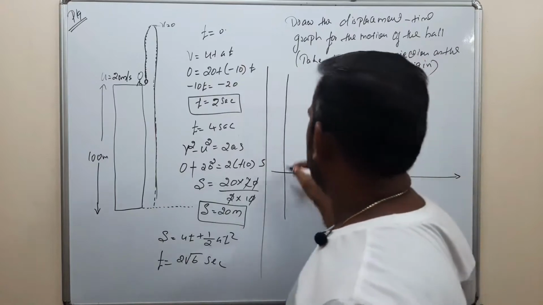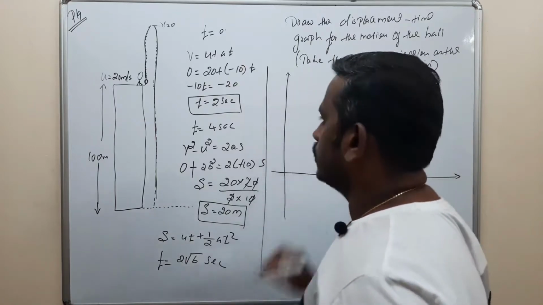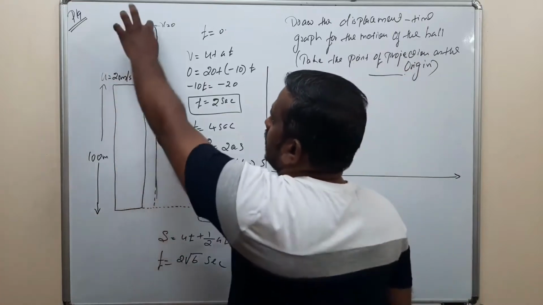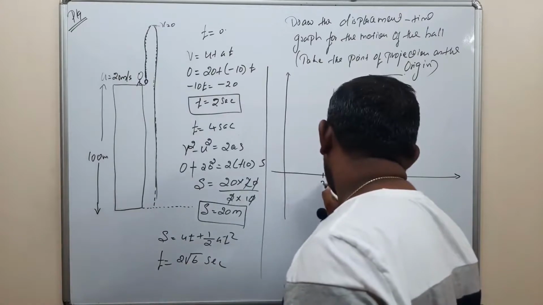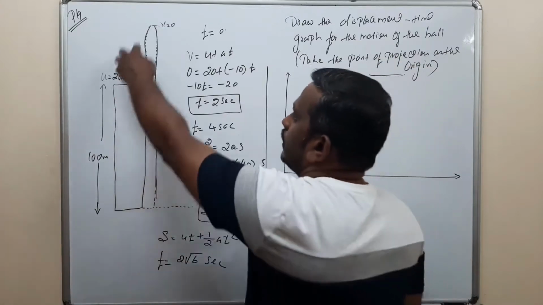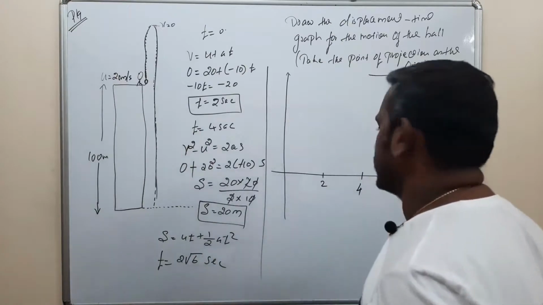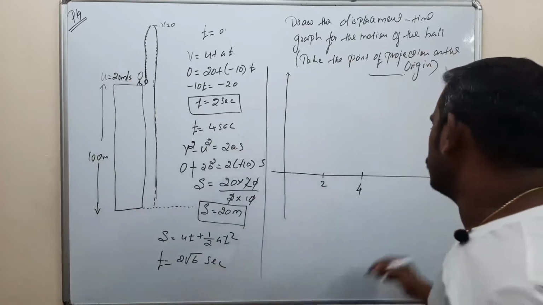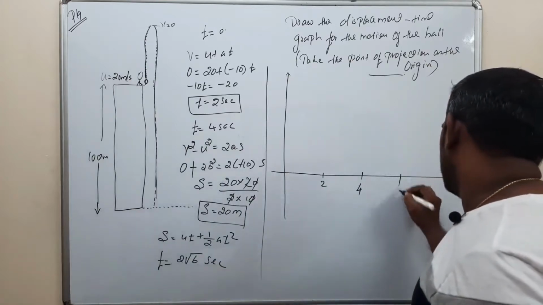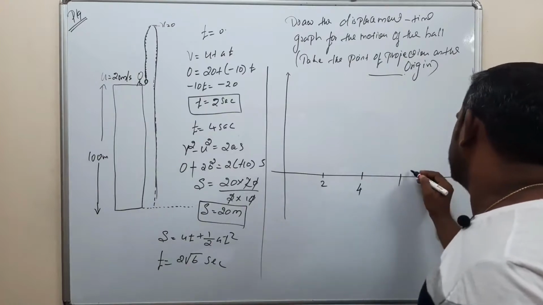Displacement time graph. At time t equal to 0, t is equal to 0. When the ball reaches the maximum height, time t is equal to 2 seconds. When the ball returns to the mean position, time is equal to 4 seconds. When the ball reaches the ground, the time taken is 2 root 6 seconds.